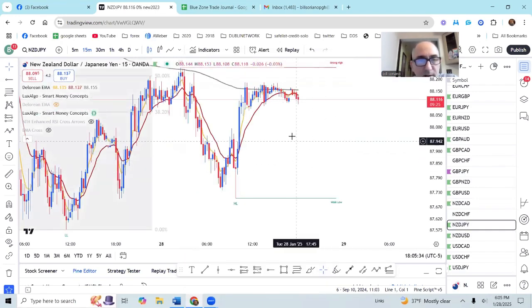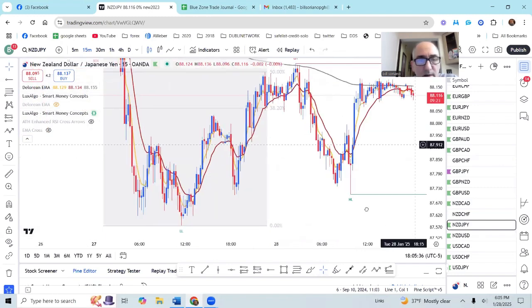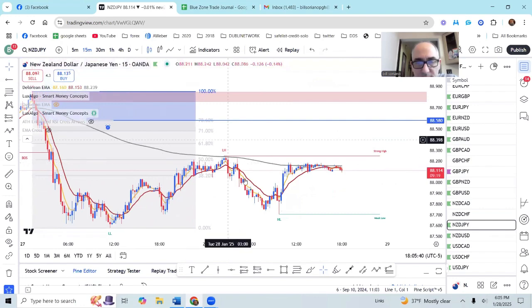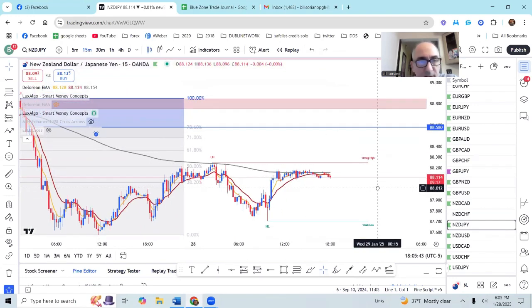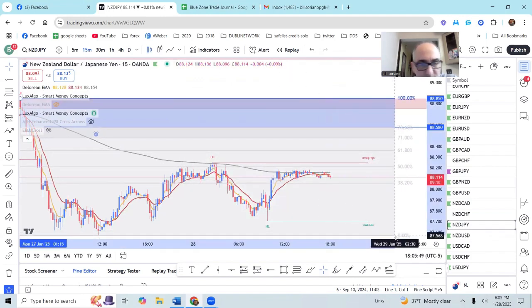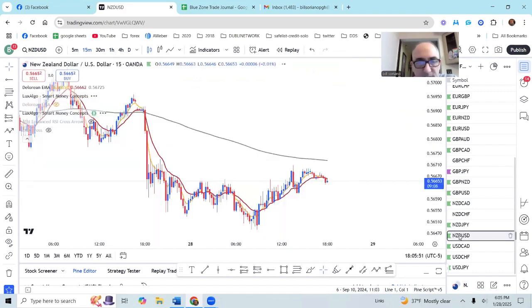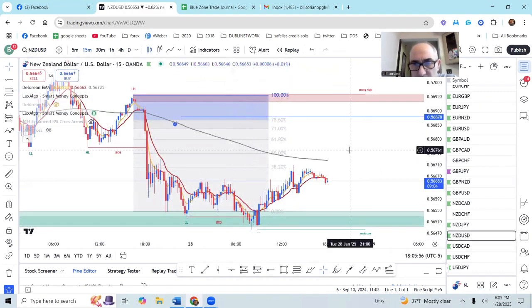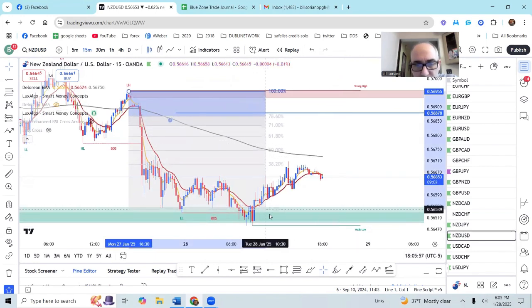NZDJPY. Right, so this is kind of just consolidating right inside of here. And we're just going to pull our fib over here like this. NZDUSD. This one's moved a little bit lower here, so we just have to adjust our fib box.